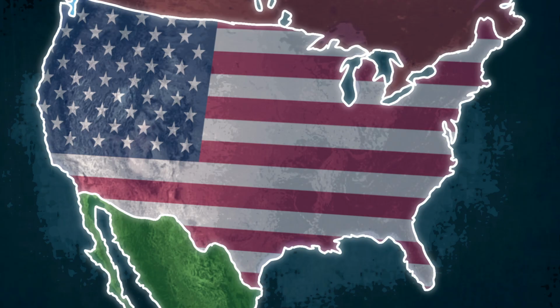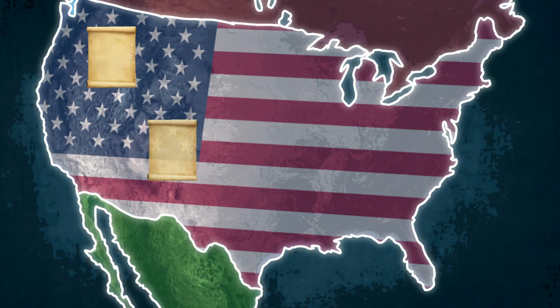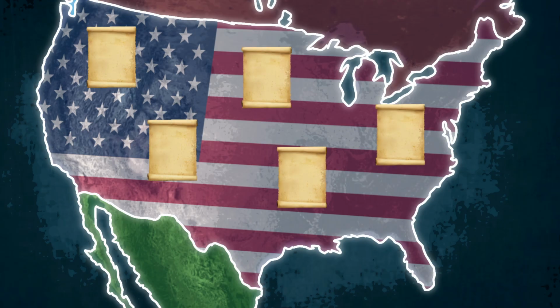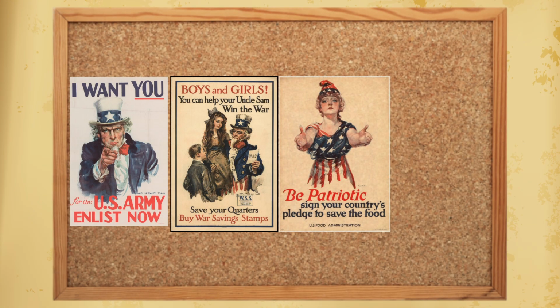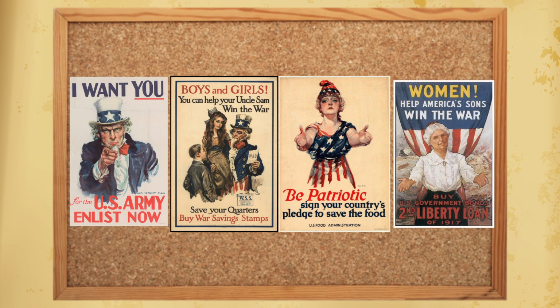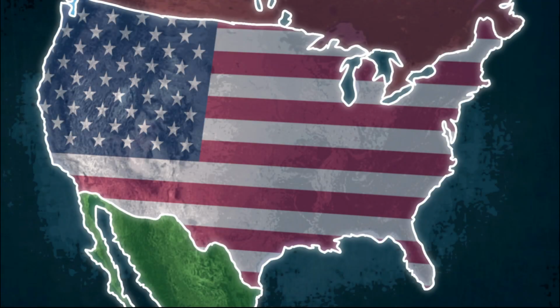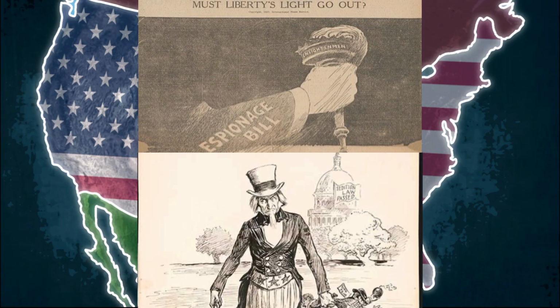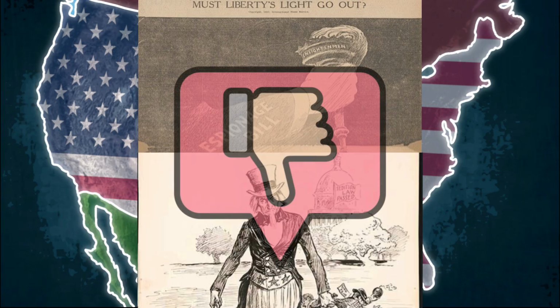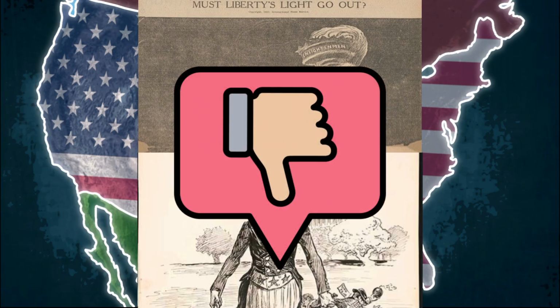On the home front, the government launched a massive propaganda campaign through the Committee on Public Information, CPI, headed by George Creel. The CPI used posters, films, and speeches to rally public support for the war and promote enlistment, war bonds, and resource conservation. However, the fervor also led to the suppression of dissent, exemplified by the Espionage Act of 1917 and the Sedition Act of 1918, which criminalized criticism of the government and war effort.